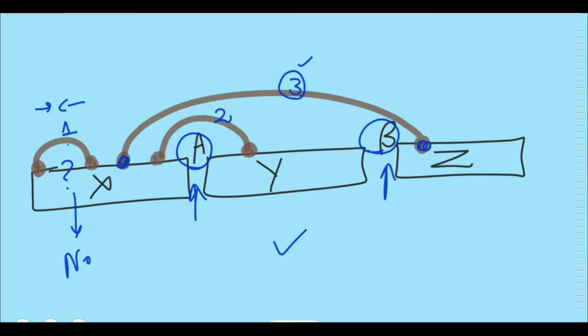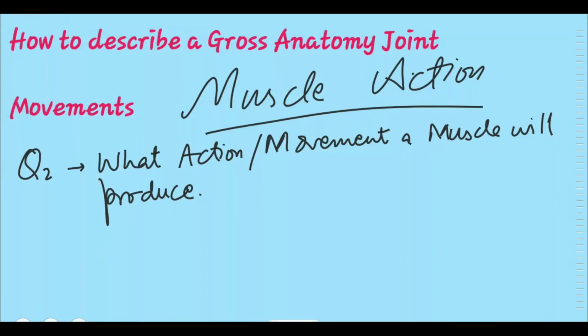It doesn't matter how many joints have been crossed. If a muscle crosses 3 joints, it will produce movement at 3 joints. If a muscle crosses 1 joint, it will produce movement at that 1 joint. This is the rule: for producing movement at a joint, the muscle has to cross the joint. Now the question number 2.